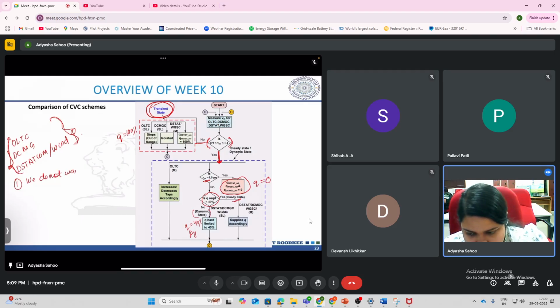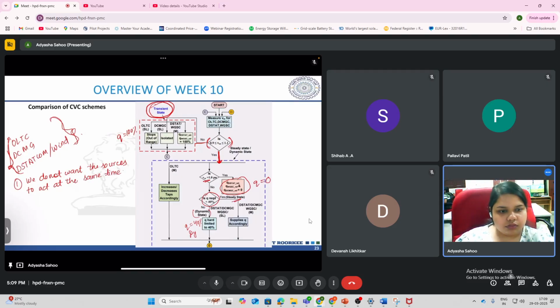We do not want the sources to act at the same time. Why so? Basically, we try to see whether the voltage can be corrected in steps.